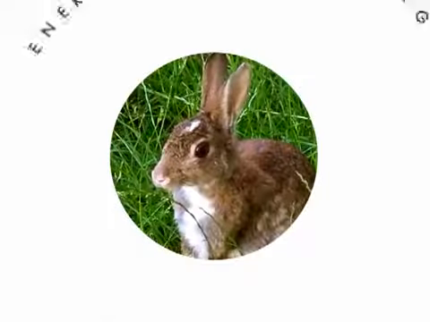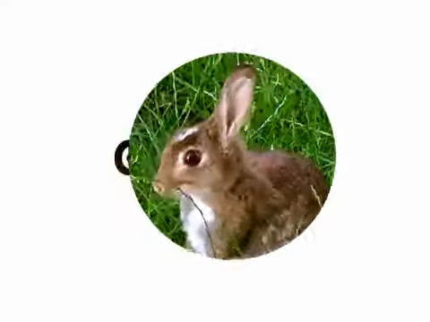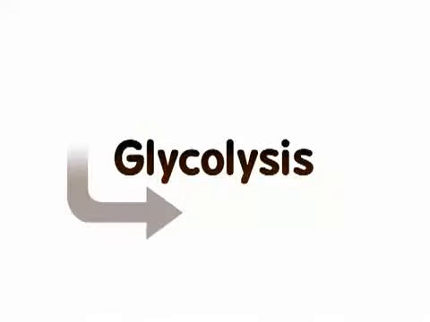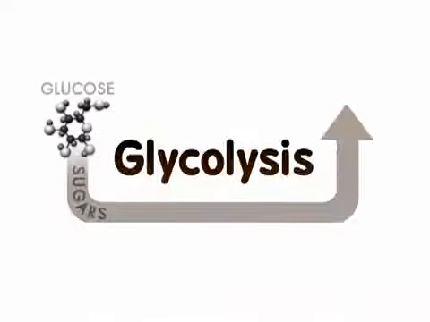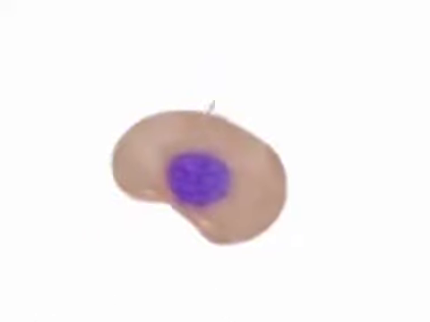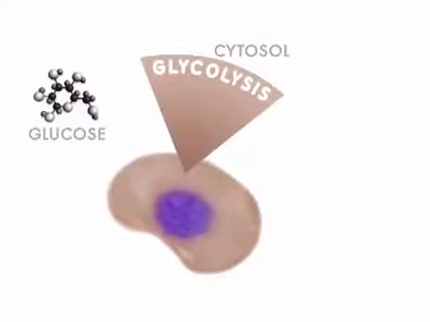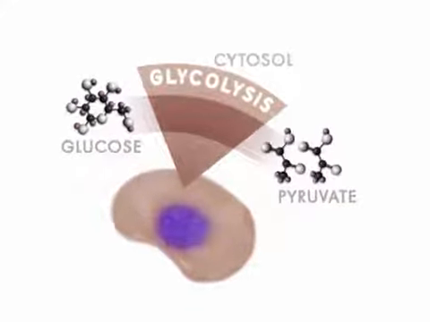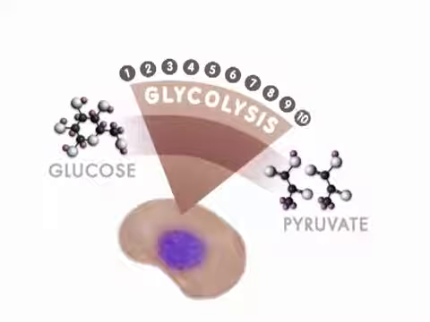Biological organisms require energy to survive. Glycolysis is one of the pathways cells use to transform sugars, like glucose, into biochemical energy in the form of ATP. In the cytosol of the cell, glycolysis converts glucose into pyruvate through a series of 10 enzymatic reactions.